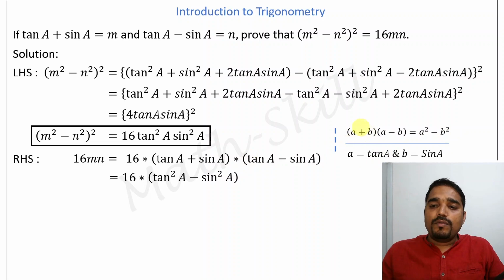So here, wherever there is A in the formula we have tan A, and wherever there is B we have sine A. Therefore A is equal to tan A and B is equal to sine A. Therefore in the next step we would be having 16 as it is, tan square A minus sine square A. Now let us try to simplify this. Let's take tan square A in terms of sine and cos. Therefore tan square A is equal to sine square A by cos square A.